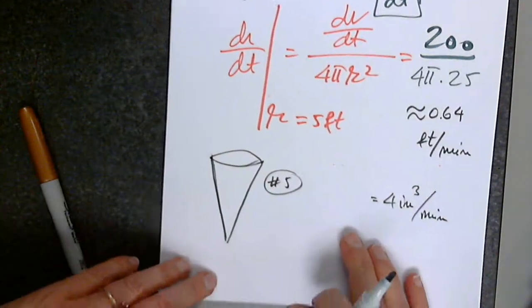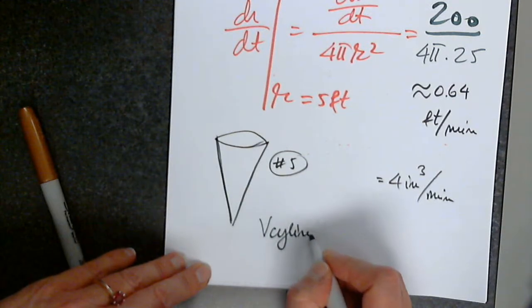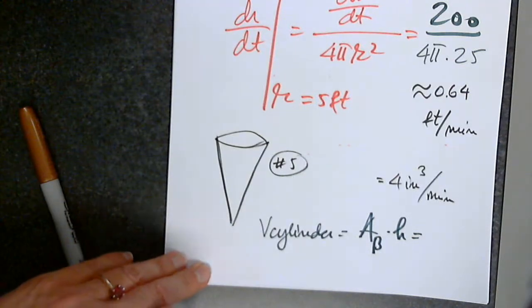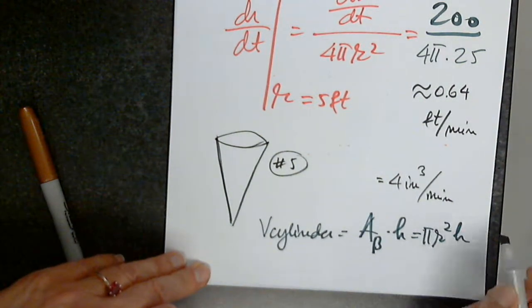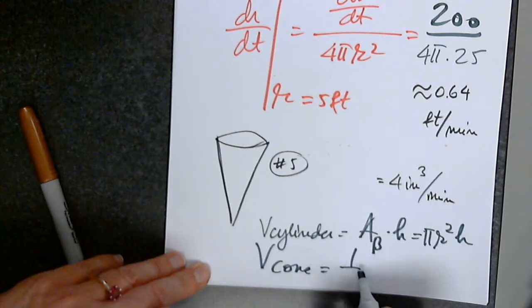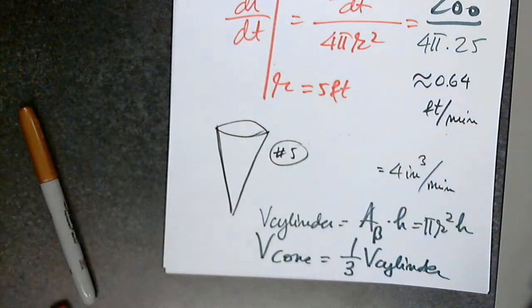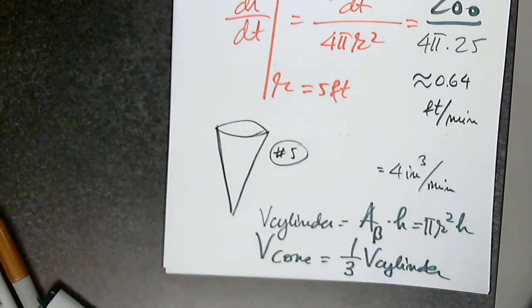So I can write here the volume of a cylinder. It's the area of the base times the height, and the area of the base is pi r squared. And the volume of a cone is 1/3 of the volume of a cylinder. So these two are not difficult to remember. So remember, imagine a cylinder. This is a cylinder. Area of the base times the height, it's a circle, pi r squared times the height. And the volume of a cone is 1/3 of that.